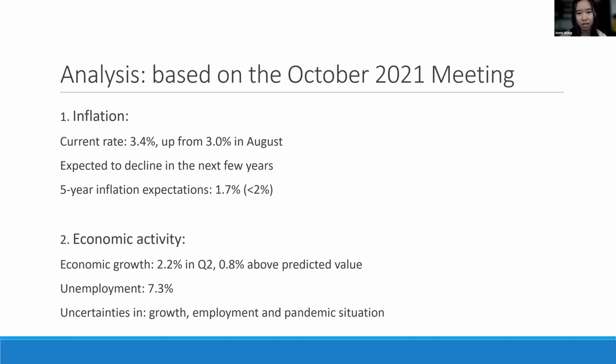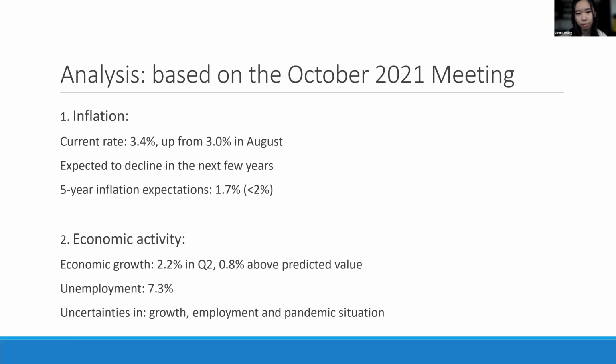I'm firstly going to talk about inflation. Current inflation in the Eurozone is 3.4%, up from 3% in August. This is largely due to an increase in energy prices, supply chain disruptions, and Germany's decrease in VAT. However, inflation is expected to decline in the next few years. It is expected to be 1.7% and 1.5% for 2022 and 2023 respectively. Though this is lower, these rates were revised upwards by 0.4 percentage points.